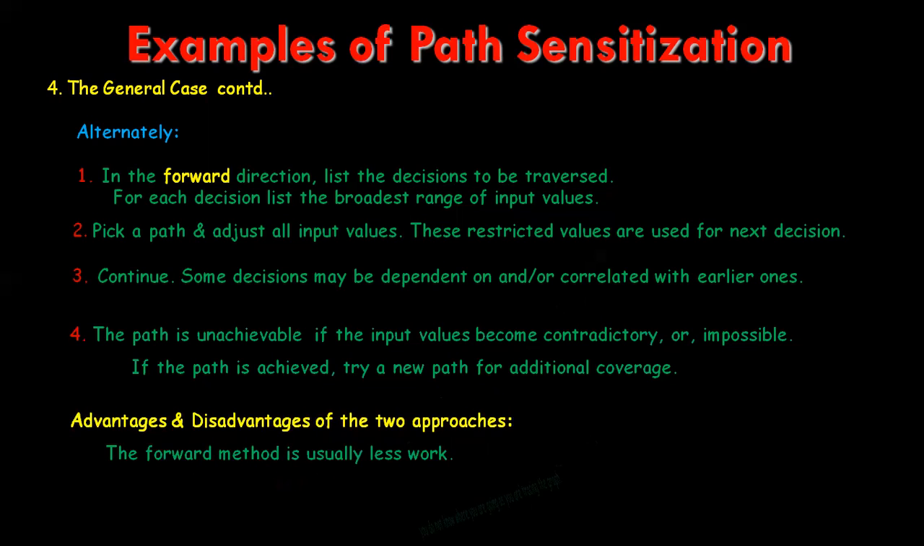There are several advantages and disadvantages of using these two approaches, the forward method and the backward method. The forward method is usually less work, but we do not know where we are going as we are tracing the graph. That is the main advantage, and of course it is also a disadvantage. We will go in the forward direction, and at the same time in the backward direction. These are the two approaches we are going to use here.